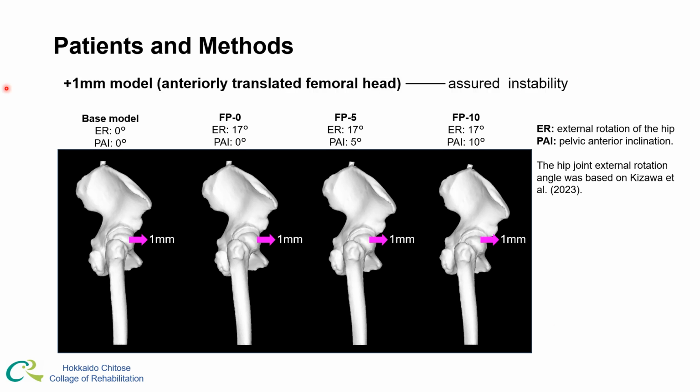Furthermore, to simulate hip joint instability, a plus 1 mm model was created by shifting the femoral head 1 mm anteriorly from each of the 4 models. In fact, an average anterior displacement of 1 mm is observed in the false profile view of patients with DDH.